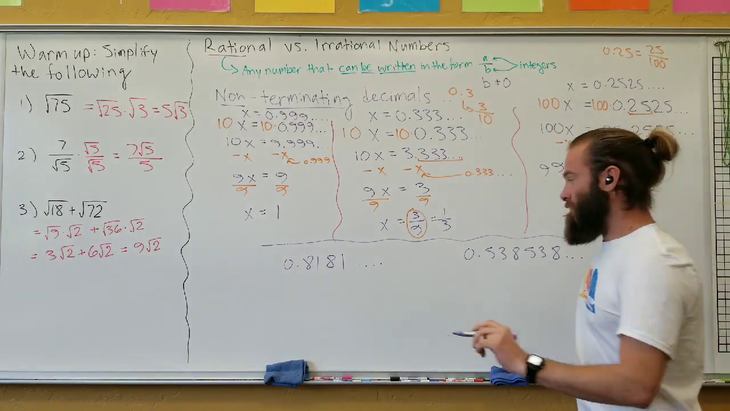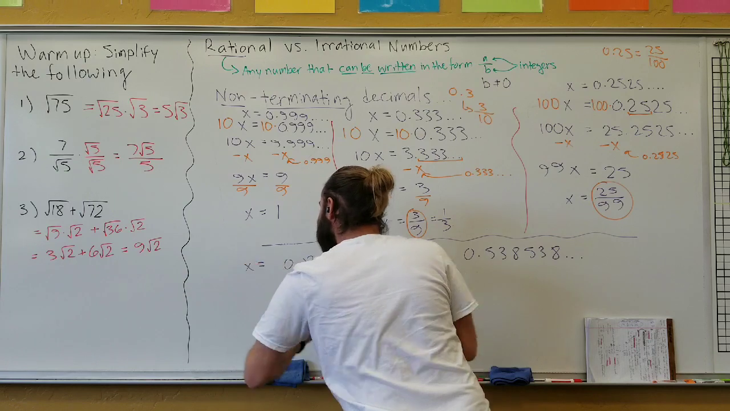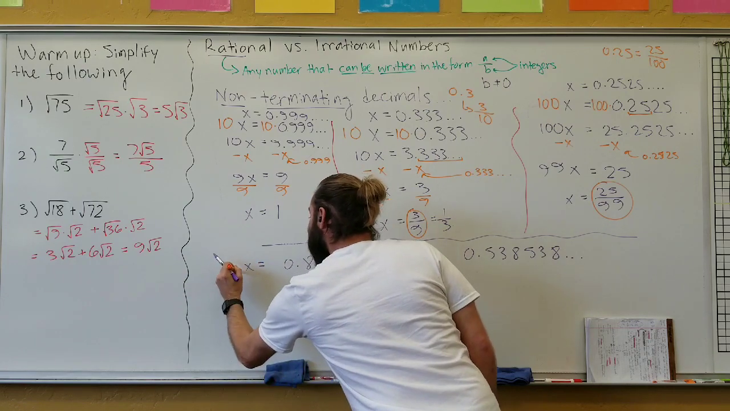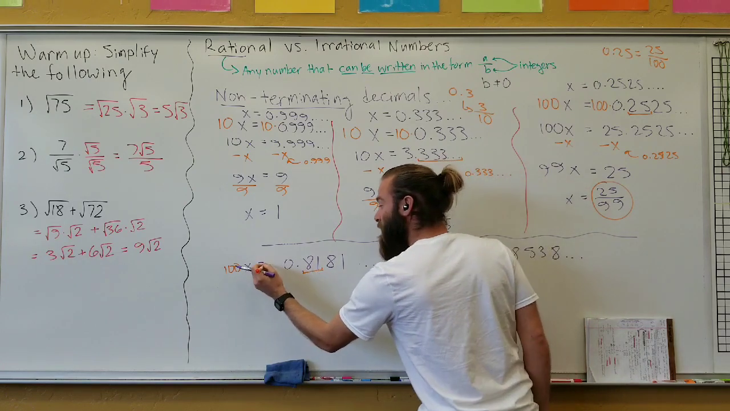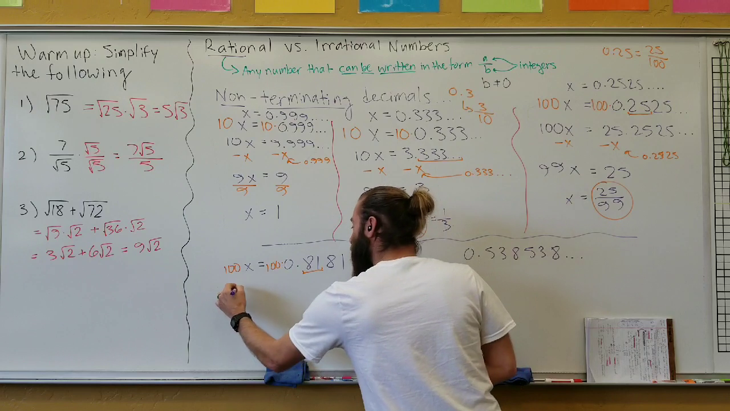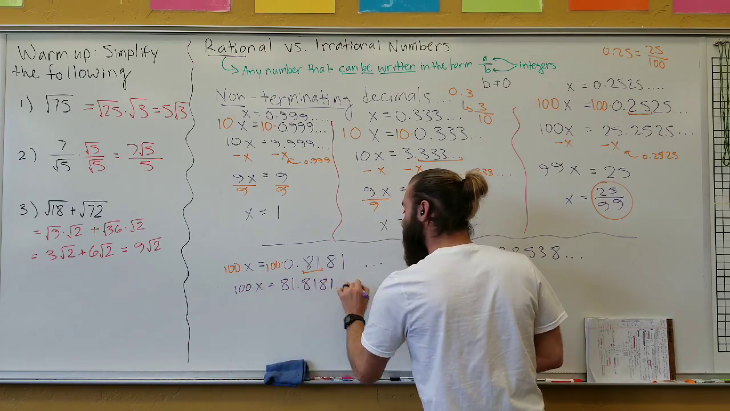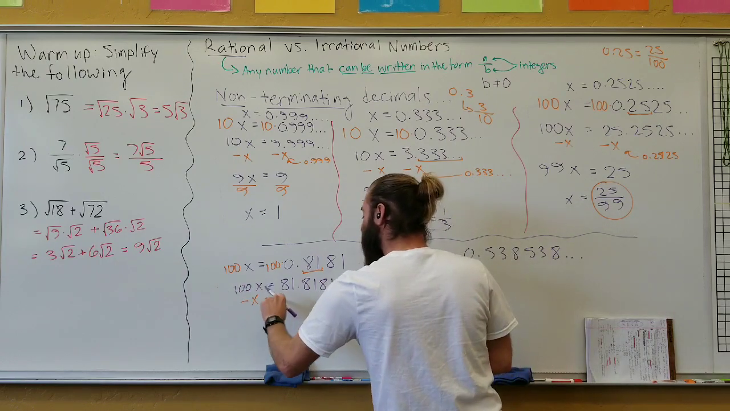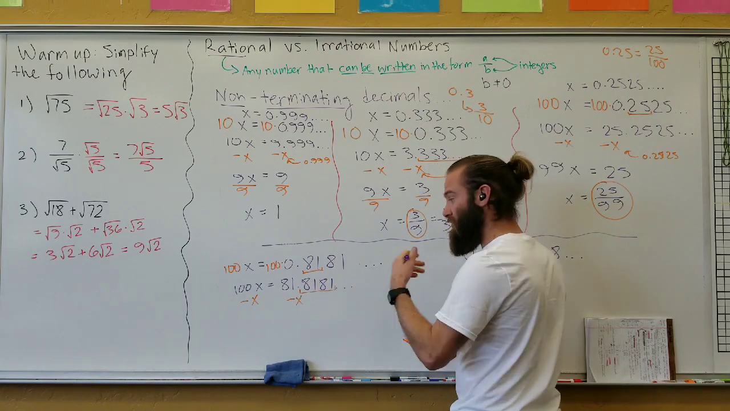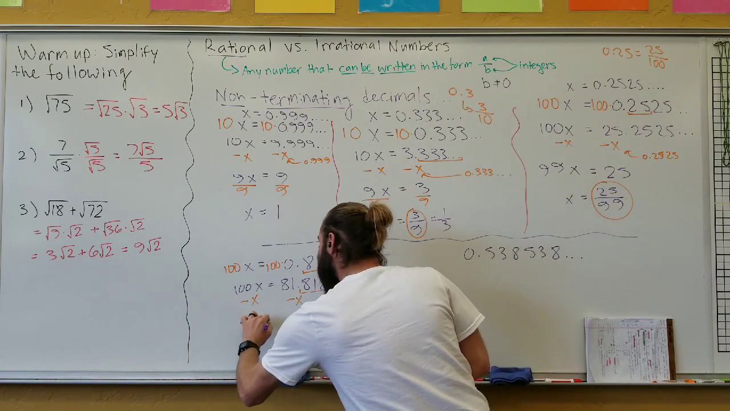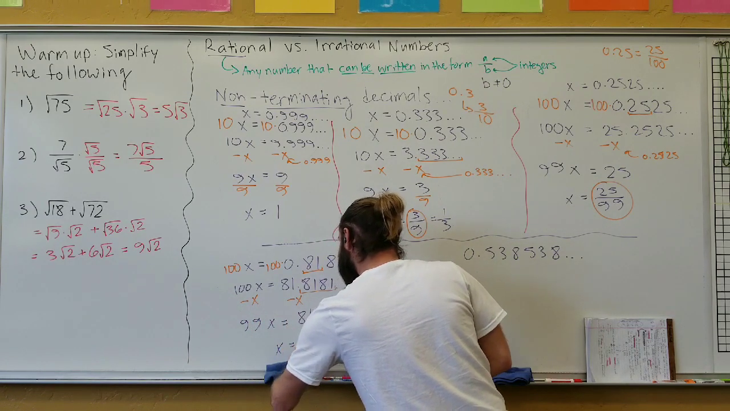All right, so 0.8181 repeating. Again, we'll assign this to be equal to x. And we're going to multiply this one by 100 because there are two digits repeating. So what I get is 100x equals 81.8181 repeating forever. And we're going to subtract x away, and that's going to subtract off all the rest of those decimals. And so I get 99x equals just 81, and so x equals 81 over 99, okay?